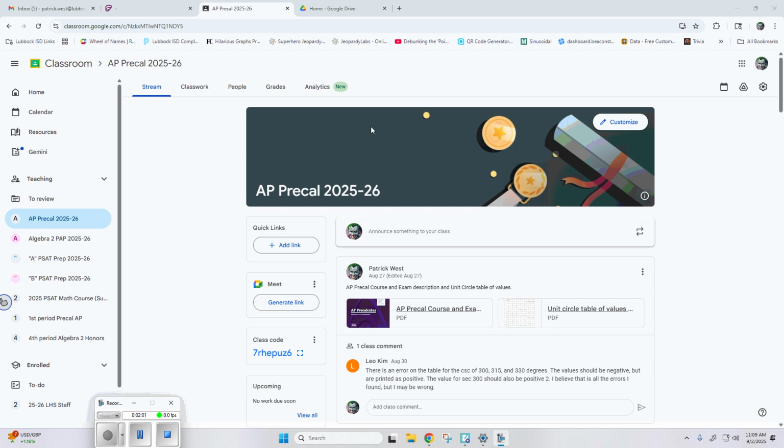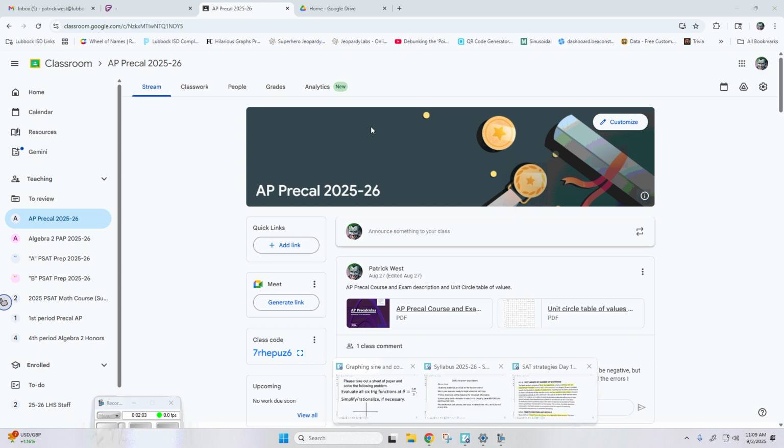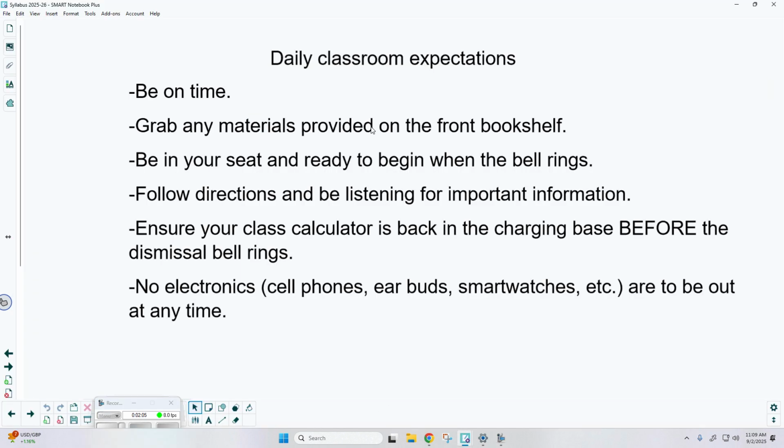Okay, so a couple things before we go ahead and get started. It has been a 3-day weekend, but again, I want to go ahead and make sure that we're all on the same page. Be on time, grab any materials provided on the front bookshelf, be in your seat and ready to begin when the bell rings. Follow directions and be listening for important information. You folks have been doing an amazing job, especially with the electronics. Okay, remember, we cannot have any of that in. I've seen a few earbuds now and then, but we need to go ahead and make sure those are out.